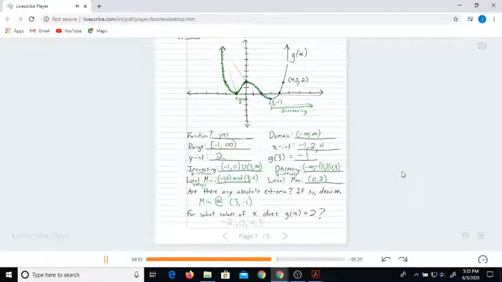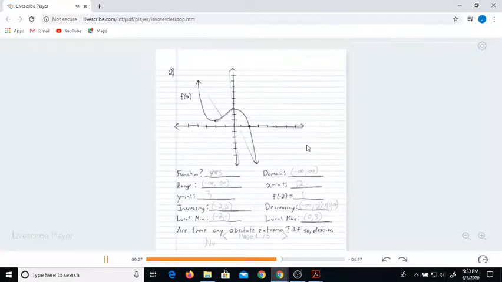And then for what x values does g of x equal 2? So what inputs give us an output of 2? Well, if we input -2, we get 2. At 0, we get 2. And at 4.3, we get 2. All right. Let's go ahead and look at another example.